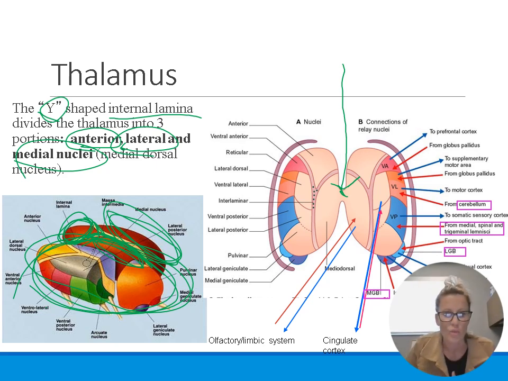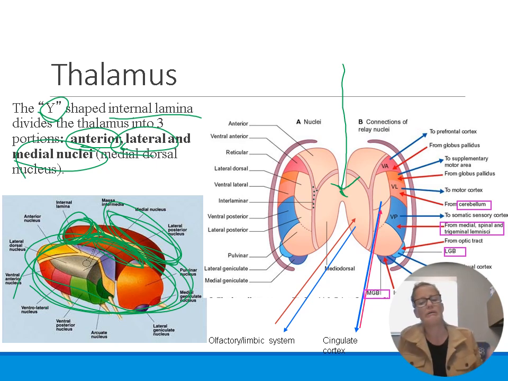One thing I do want to make sure I mention is that the thalamus is involved with the reticular formation and is involved with being alert and being aware that somebody is awake and aware of the world.